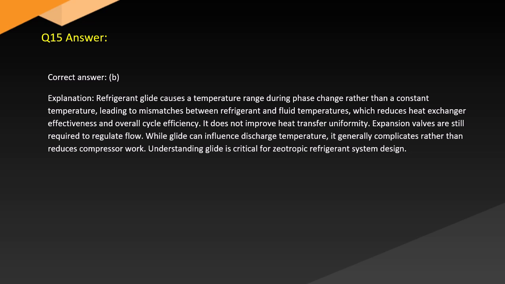Answer. Correct answer. B. Explanation. Refrigerant glide causes a temperature range during phase change rather than a constant temperature, leading to mismatches between refrigerant and fluid temperatures, which reduces heat exchanger effectiveness and overall cycle efficiency. It does not improve heat transfer uniformity. Expansion valves are still required to regulate flow. While glide can influence discharge temperature, it generally does not reduce compressor work. Understanding glide is critical for zeotropic refrigerant system design.